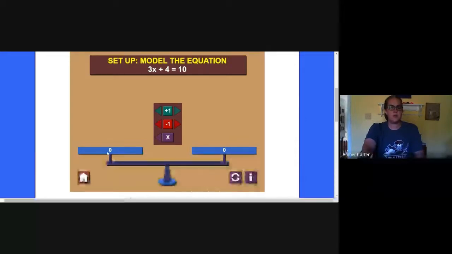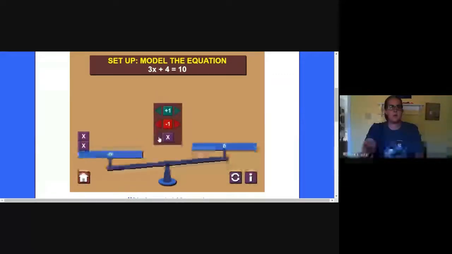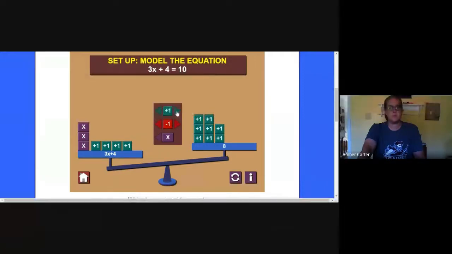So remember, we talked about an equation is like a balance. You can see here we have a balance, and we're going to model the equations. Up at the top, it tells us that we have 3x plus 4 equals 10. So we're going to add 3 x's over on this side, and then plus 4. So we just want to add 4 individual ones over there. And now on this side, we have 10. So we need to add 10 over onto the side.